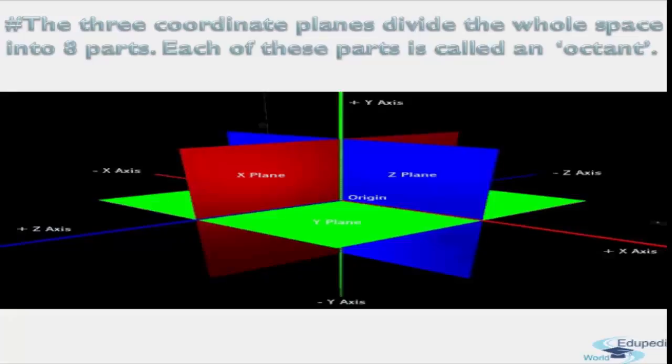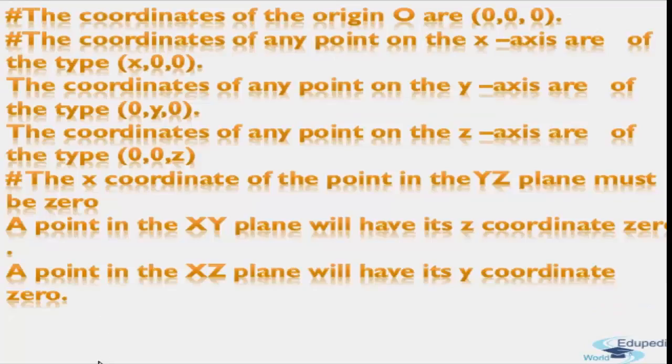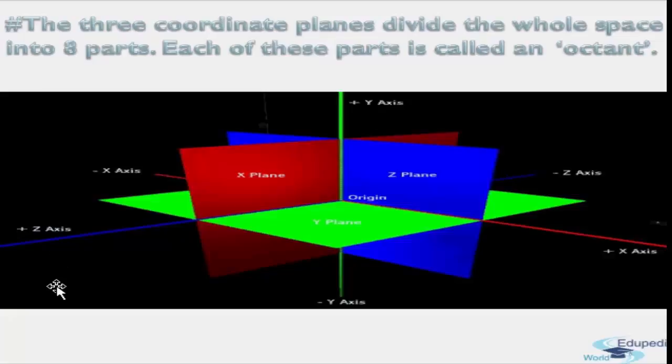Now moving on, the same goes for the z-axis, the new axis that we introduced over here. So anything on the z-axis, like in the positive z-axis, is going to have a positive z value, but it's going to have zeros for the y and zeros for the x.